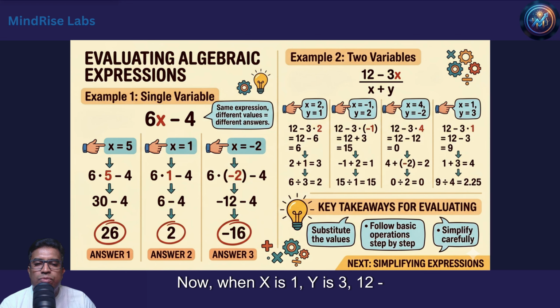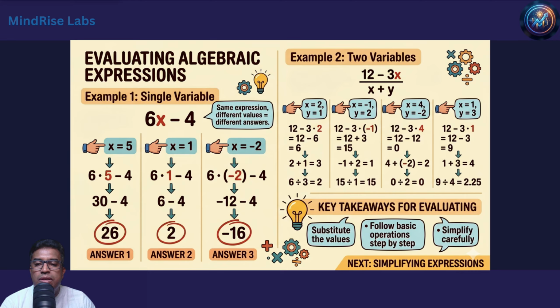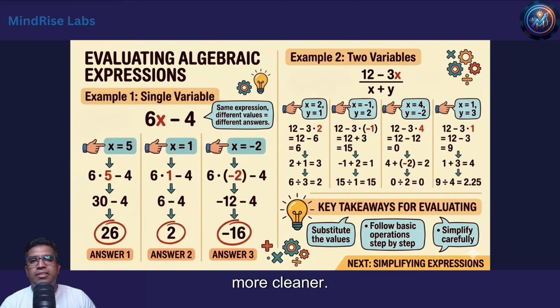Now, when x is 1, y is 3, 12 minus 3 times 1, that is 12 minus 3 equals 9. And the denominator here is 1 plus 3, which is equal to 4. So 9 divided by 4, which is 2.25. So what's the key takeaway here, looking at all these problems? Whenever you are evaluating expressions, just substitute the values as given, follow the basic operations step by step, and simplify it carefully. That's it.